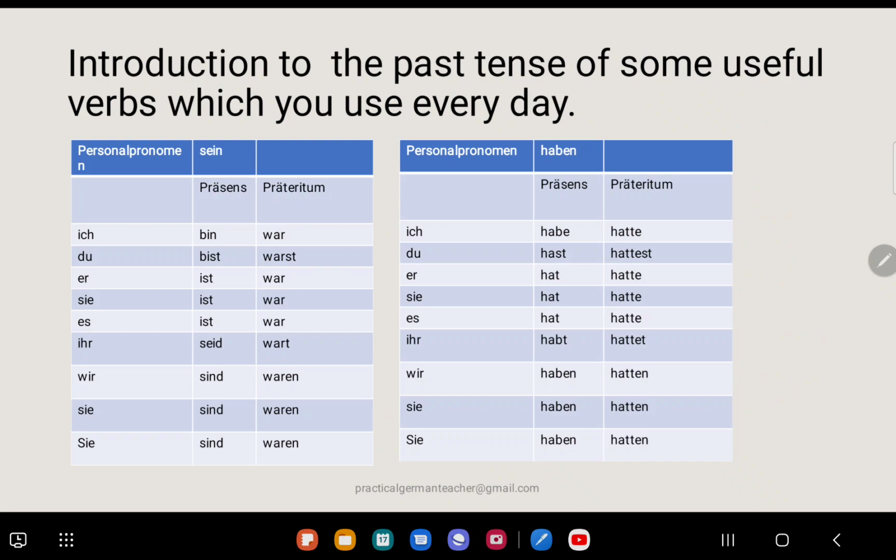Okay, please. I told you for now you should only focus on present tense, but I will ask you to learn past forms of some of the verbs, and those two important verbs are sein and haben. So you know sein is ich bin, du bist, er ist, sie es ist, ihr seid, and for the other three is sind. And you have habe, hast, hat, habt, haben. But in Präteritum, please learn this.